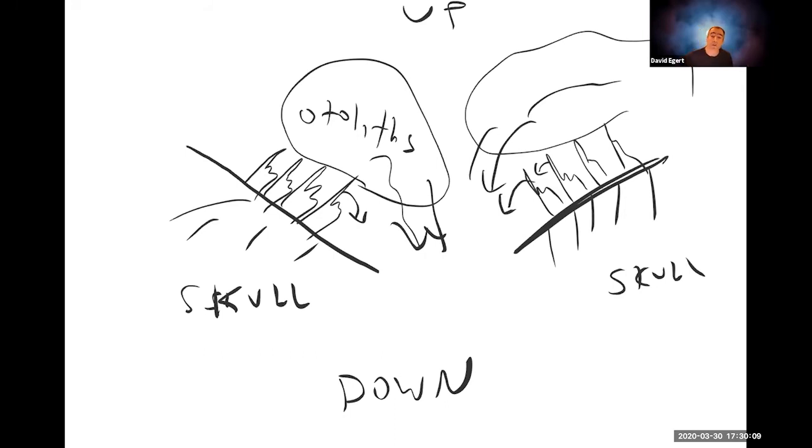So whichever way you tilt your head, it's going to change the direction of bending on the hair cells, because they're getting bent by the weight of this otolith, these little rocks, which are getting pulled by gravity. And so this is how your brain is getting information about which direction gravity is pulling.